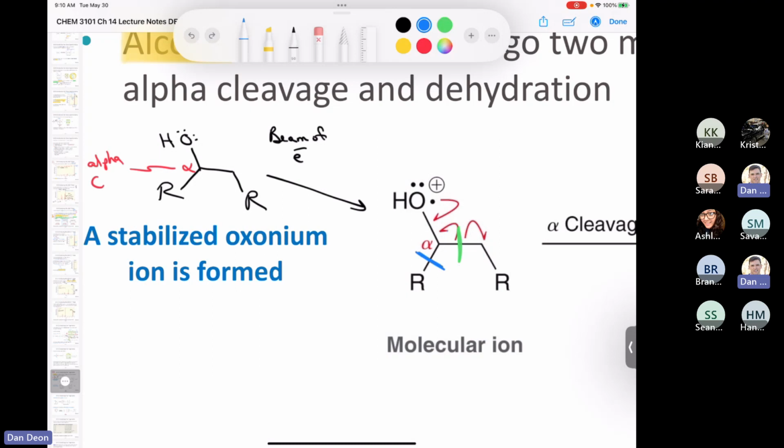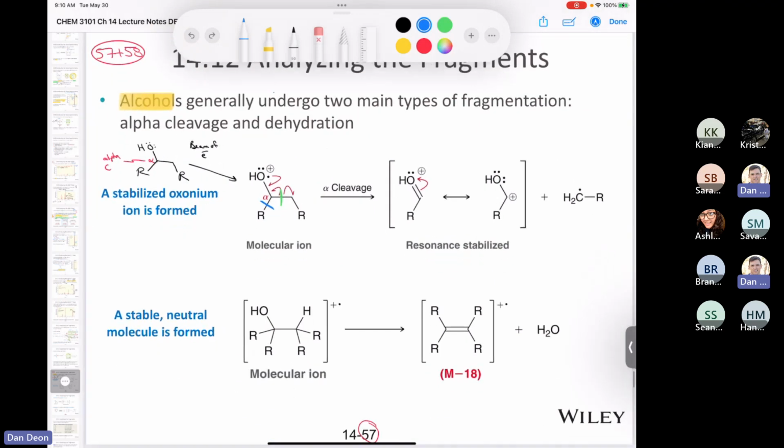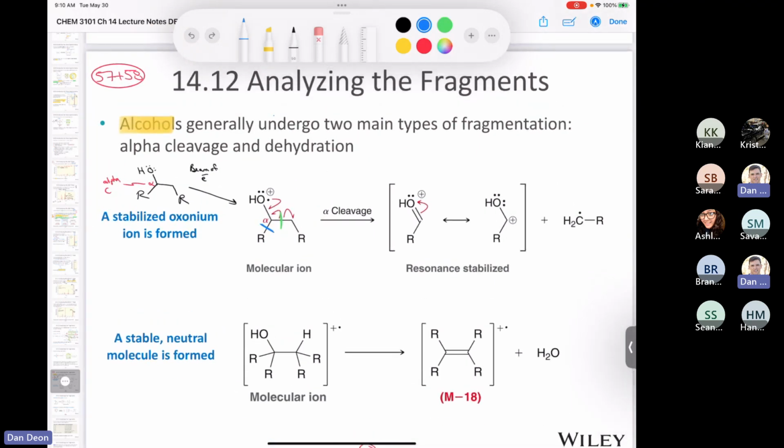If you're wondering which side it's going to break on, it doesn't matter. It could break on either side is the idea. We call that alpha cleavage, and we'll look at an example of it. If you're wondering why it happens, this goes back to Sarah's question, why does it happen?